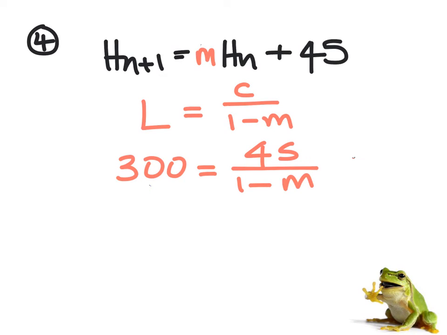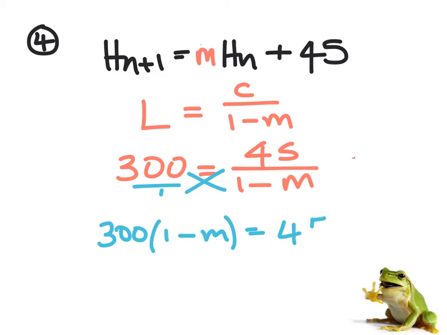Now how are we going to solve this question? We're going to cross multiply. So we're going to do 300 times the 1 minus m, equals 45 times 1. We're going to solve this to work out what m is, and then that's going to tell you how much Mr. West cuts off his hedges.